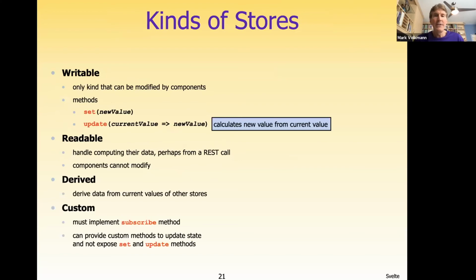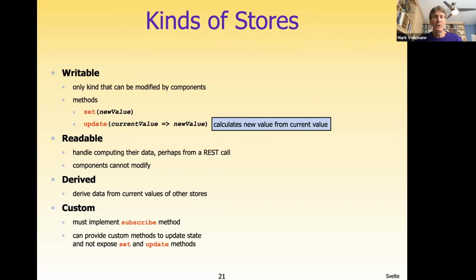There are 4 kinds of stores you can create. They can be writable, which means their value can change during the duration of the app. They could be readable, which means that your components can't change them. And actually their value can change. It's just that the store itself is responsible for what the current value is. Then a derived store can combine values from multiple other stores to compute new values. And then finally, a custom store is like the others. It's just that you're more in control of the API that is used to make changes to the data.